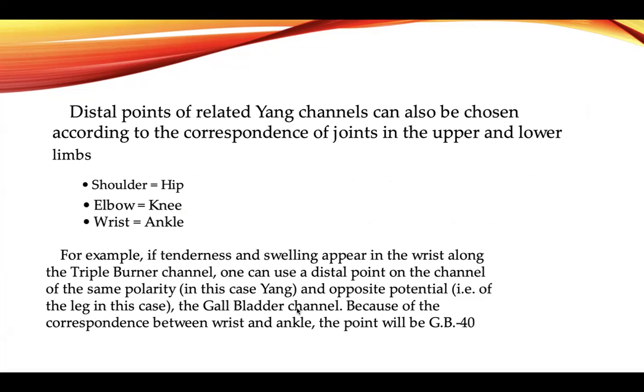Distal points of related yang channels can also be chosen according to the correspondence of joints in the upper and lower limbs: shoulder, hip, elbow, knee, wrist, ankle. For example, if tenderness and swelling appear in the wrist along the triple burner channel, one can use a distal point on the channel of the same polarity, in this case yang, and opposite potential, that is, of the leg, in this case, the gallbladder channel. Because of the correspondence between wrist and ankle, the point will be GB40.